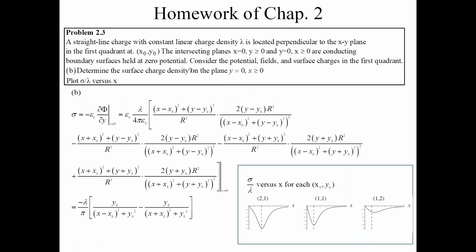And so for problem B, we still calculate the surface charge density. Okay, so by the same process, we just take the partial derivative and substitute y equals 0 to get the final result. Okay, then here, if we change the different s0 and y0, then we can get a different surface charge density over lambda, as this different plot. Okay.